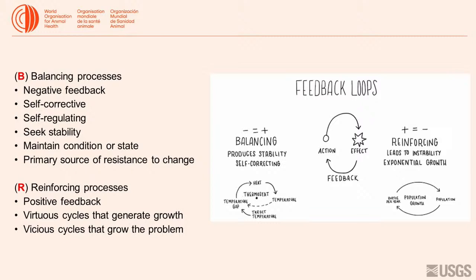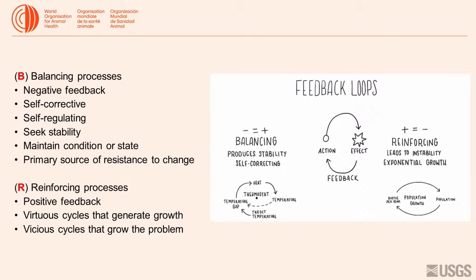And so maybe if you think about that chicken scenario before, the chickens could slow down their rate of egg production if the rate of crossing the road stopped, right? So they're seeking stability. They help you maintain a condition or a state within the system. But the bad thing about them is they can be a primary source of resistance to change, right? So that's what makes the problem feel intractable. Sometimes you have a balancing loop that's seeking stability, but it's causing the problem, and when you try to change something about the problem, it just doesn't seem to budge.